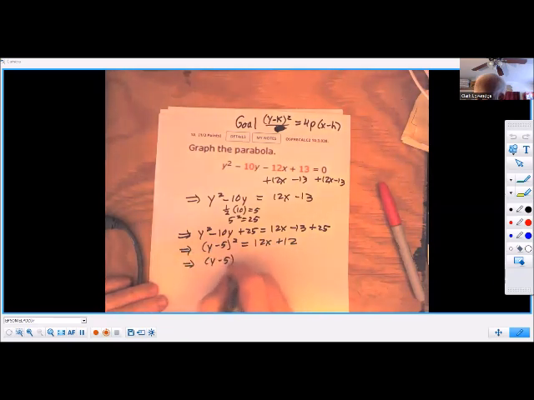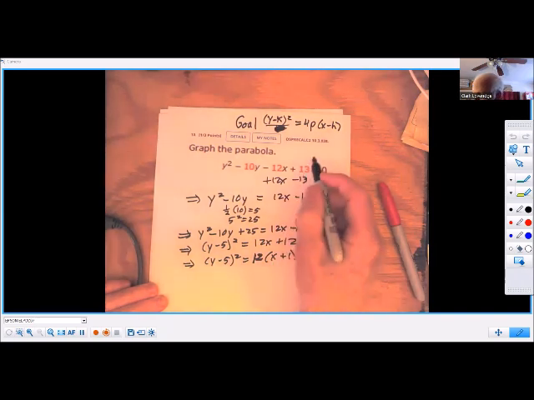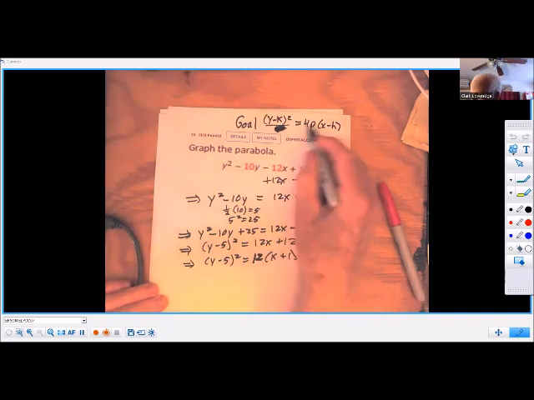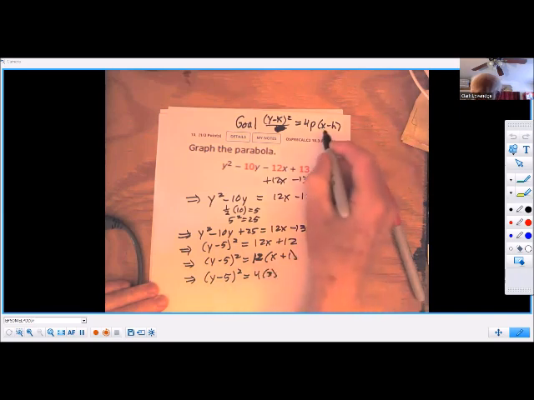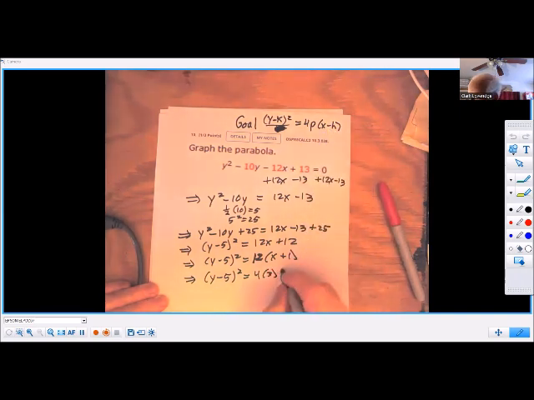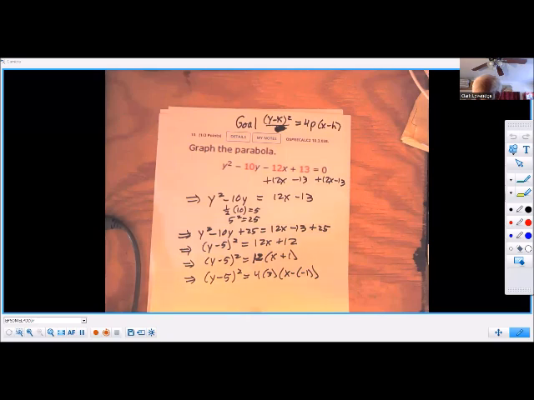Y minus 5 squared equals 12 times x plus 1. And so we have a 12 here. We want a 4 times the number rather than a number. So 4 times what number is 12? Well, 4 times 3 is 12. So we can write this as 4 times 3. We want an x minus a number. We can put in a double negative. We have a plus the number, but we can make it into a negative. And now we have it in the form that we want it in, where we can identify the features.